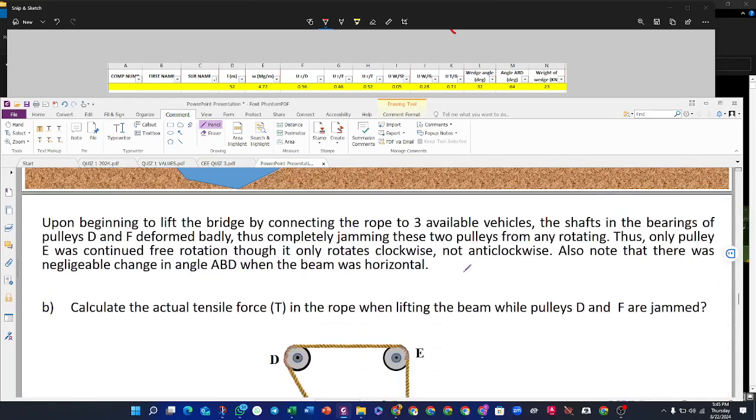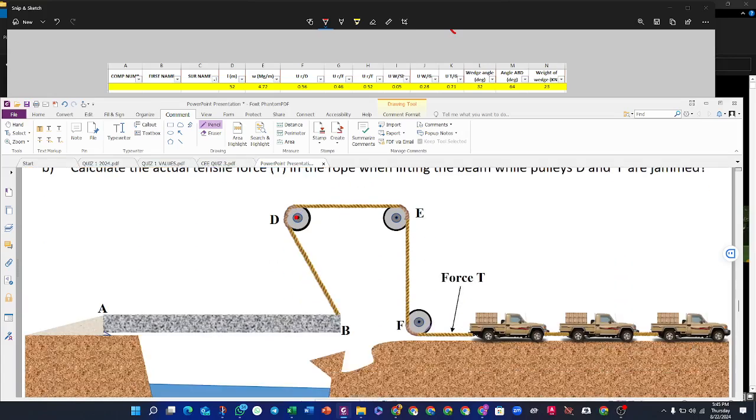Now we are told that when he started pulling, pulley D jammed and pulley F also jammed. We had drawn the free body diagram there, so I'll just apply the formulas now for lifting. We already know the tension here, 1339.44. So we need to find TDE, that's what I'll call it, and TEF, and then the T we need now. The TEF here is the one we just calculated, the force required to lift the beam.